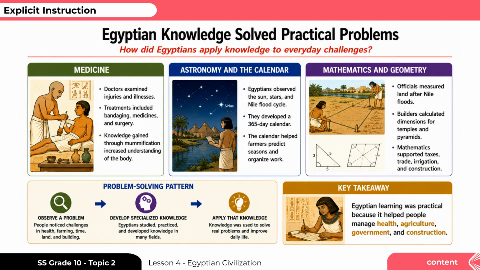Mathematics and geometry also solved practical problems. Officials measured land after Nile floods, builders calculated dimensions for temples and pyramids, and mathematics supported taxes, trade, irrigation, and construction. Notice the pattern at the bottom. Egyptians observed a problem, developed specialized knowledge, and then applied that knowledge to solve it. Quick check. Why would geometry become especially useful after the Nile flooded?